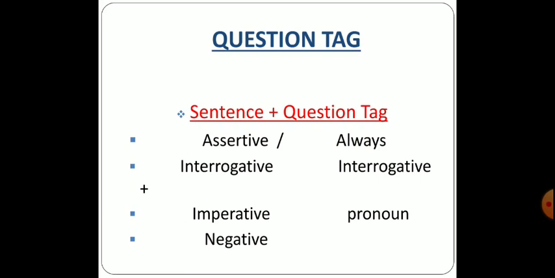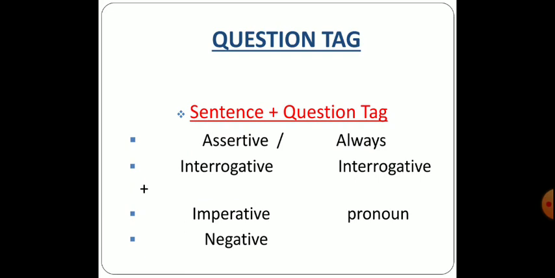First, the sentence would be given to you. Plus, we are supposed to add a question tag. Now, the sentence could be of any type. It could be assertive, it could be interrogative, it could be imperative, it could be negative, it could be exclamatory. Any sentence would come over here.